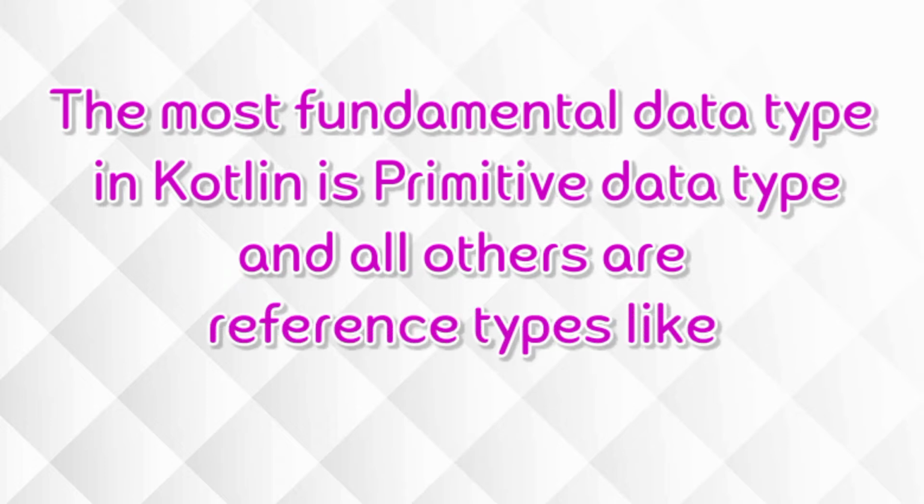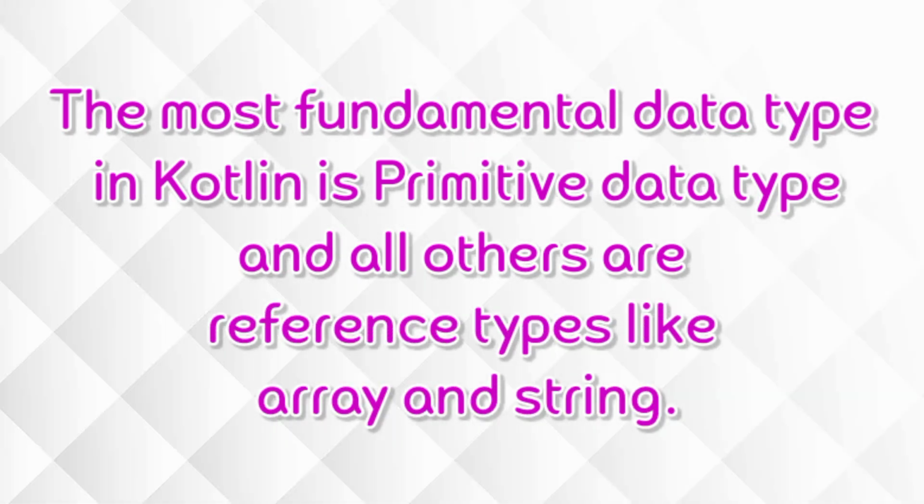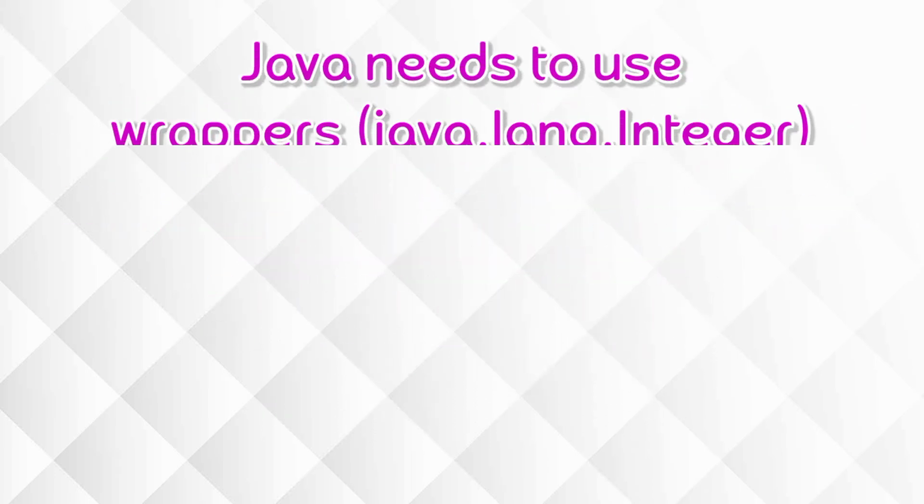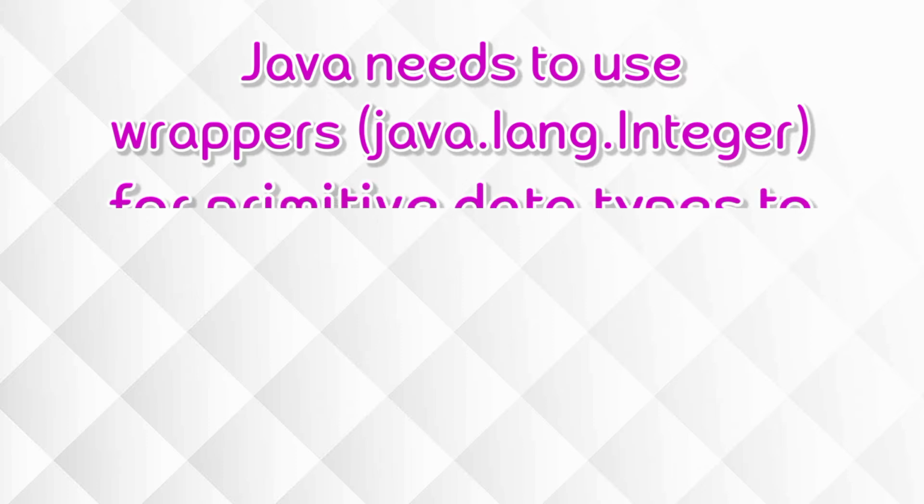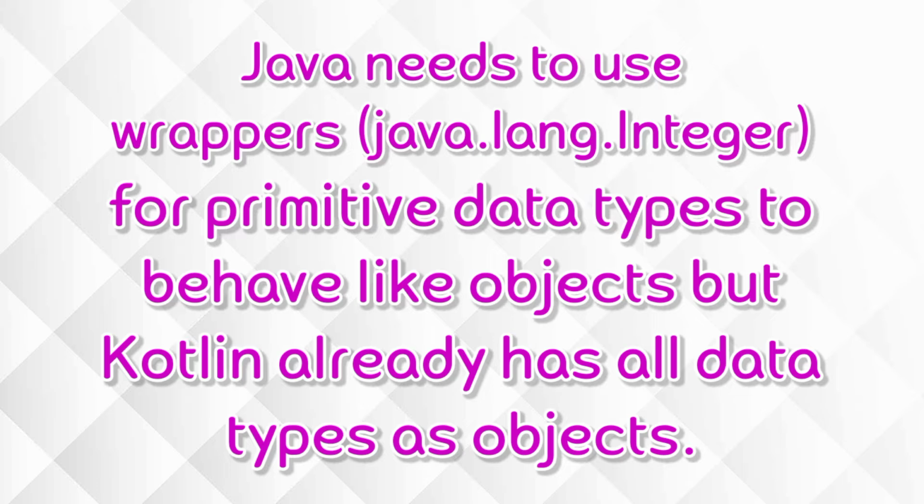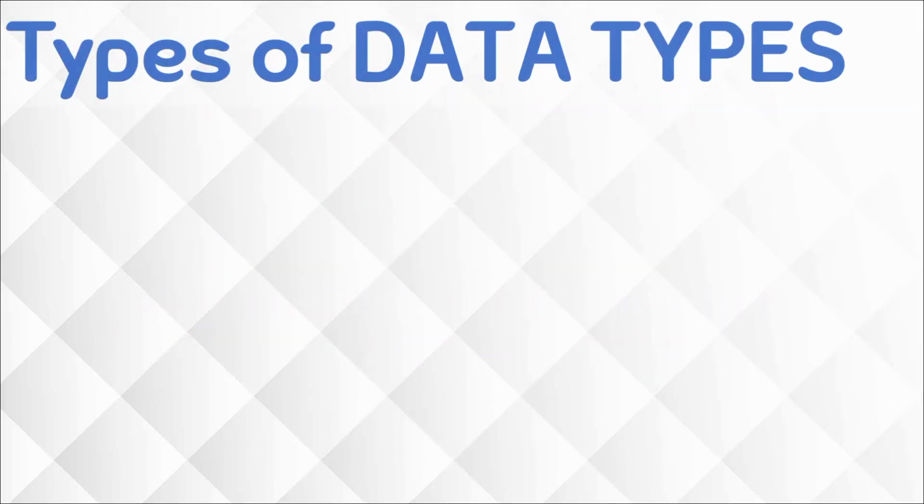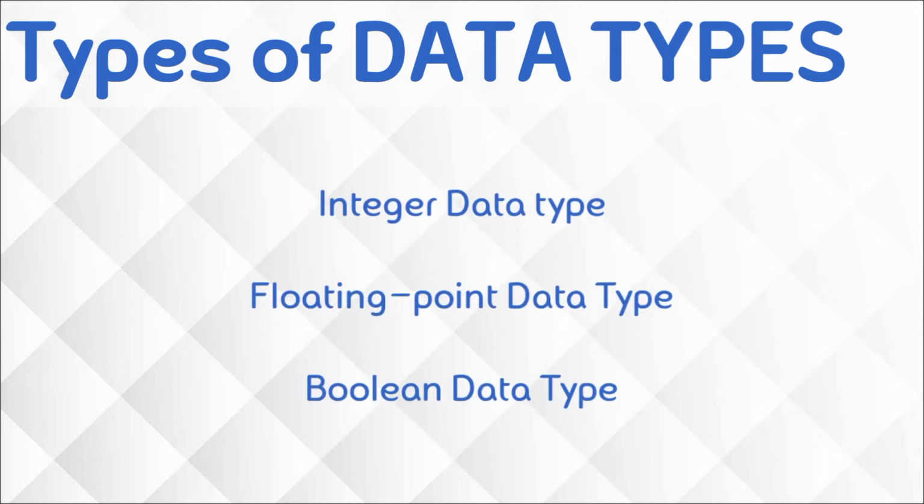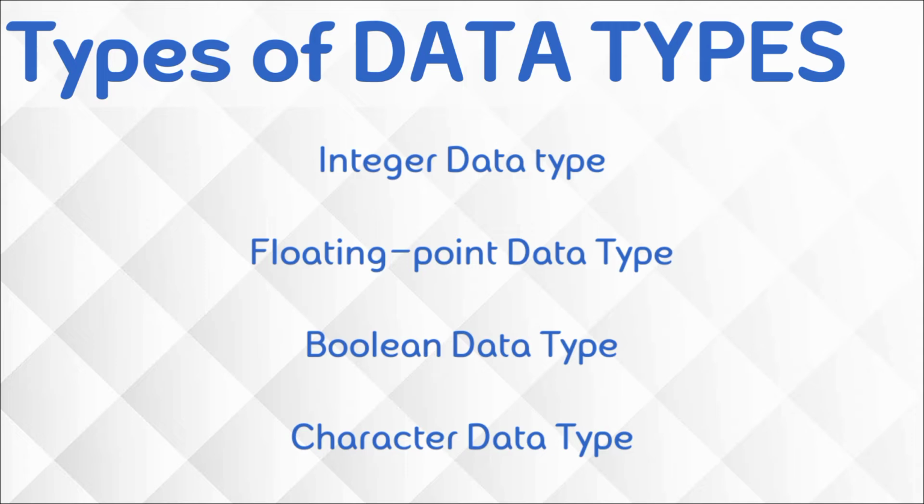Data types in Kotlin. The most fundamental data type in Kotlin is the primitive data type, and all others are reference types like array and string. Java needs to use wrappers like java.lang.Integer for primitive data types to behave like objects, but Kotlin already has all data types as objects. There are different data types in Kotlin, like the integer data type, floating point data type, boolean data type, and character data type.